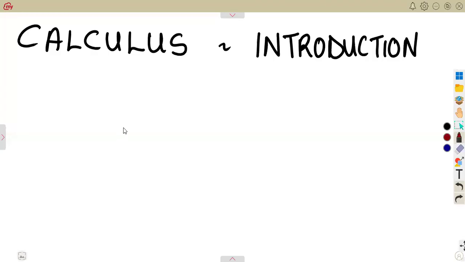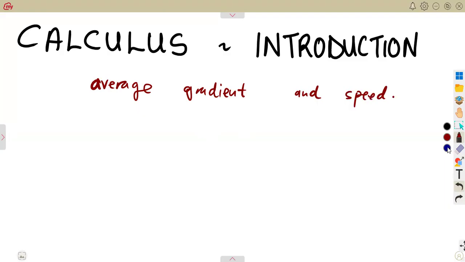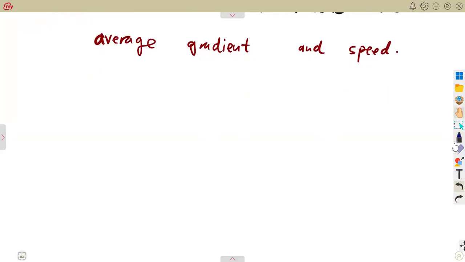Okay, guys, in this platform, we are going to consider our calculus, which is our differential calculus, the first part that you need to understand, which is the introduction to our calculus. So the major part that we need is to understand the average. The first part that you are going to need will be on the average gradient, which is also going to affect us on the speed. So you're going to have the average gradient and also the average speed. We're going to talk of this part as our major part of our calculus, which is the introduction.